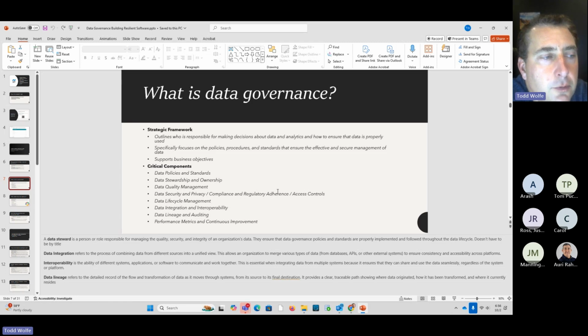But what this is supposed to do for organizations is outline a strategic framework in identifying who's responsible for making the decisions about data and analytics and how to ensure that data is properly used. It specifically focuses on the policies, procedures, and standards that ensure the effective, secure management of the data. And most importantly, it's going to support the business objectives and goals that are out there. And it will evolve over time too. It doesn't just get set up and put in place and be there forever. It has to evolve and change.